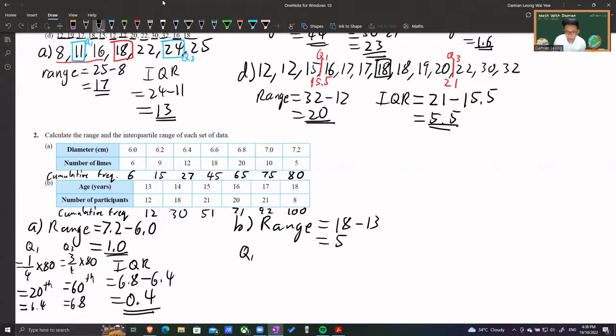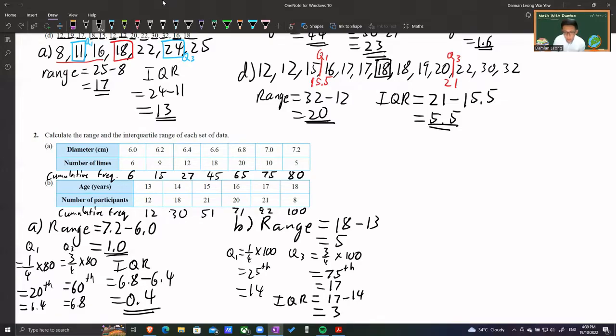So for the first quartile value, basically I take 1/4 times the total frequency, the 25th value. The third quartile would be 3/4 of the total frequency, the 75th value. So the 25th value is 14. The 75th value is after the 71 here, so it is 17. So the interquartile range is 17 minus 14, which is 3. So the range is 5, and the interquartile range is 3. That's question 2 here.